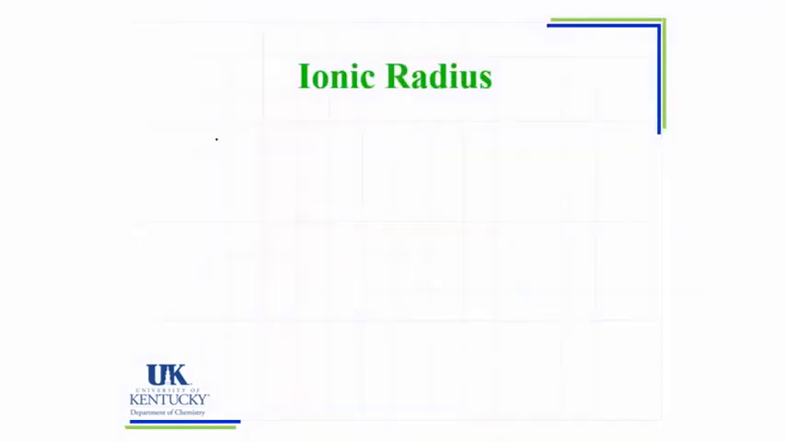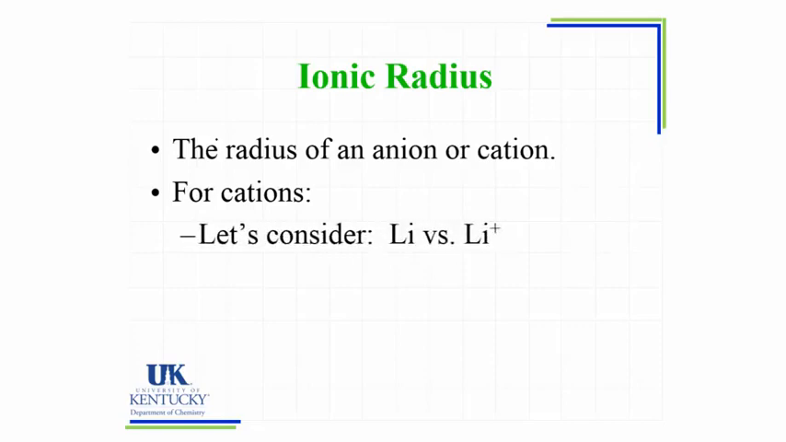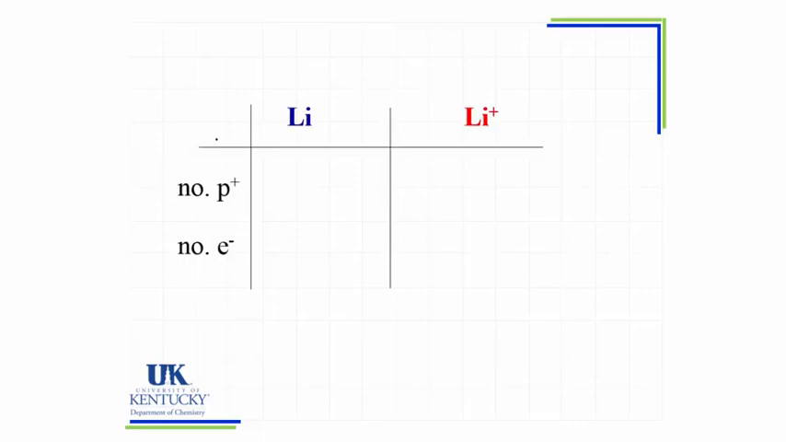ionic radius. Okay, so an ionic radius would be just the radius of an anion or a cation. And in order to consider trends of these radii, let's start with cations and let us compare the metal to its cation. So we're going to consider lithium, the element, as an atom versus lithium, the cation. When you're comparing an atom to an ion and comparing their sizes, it's very helpful to look at the number of protons versus the number of electrons.